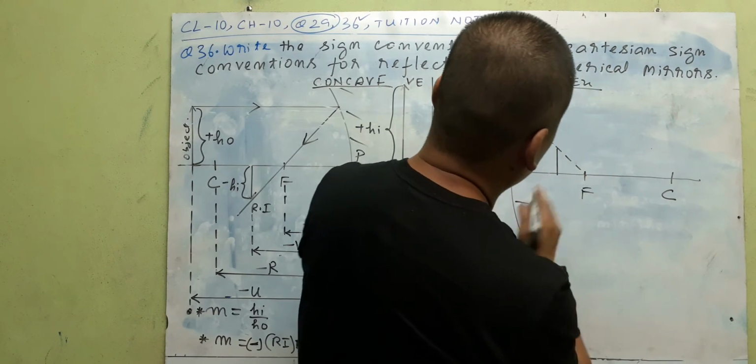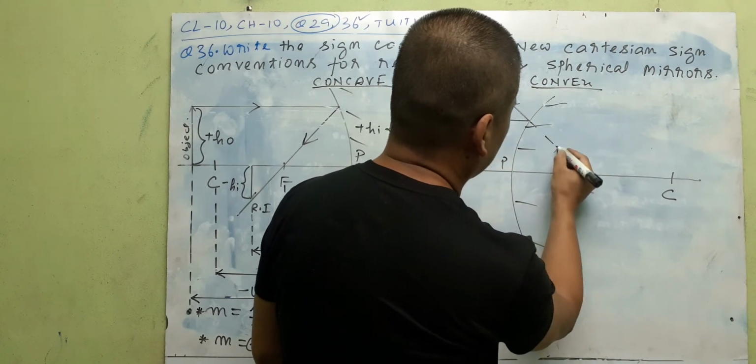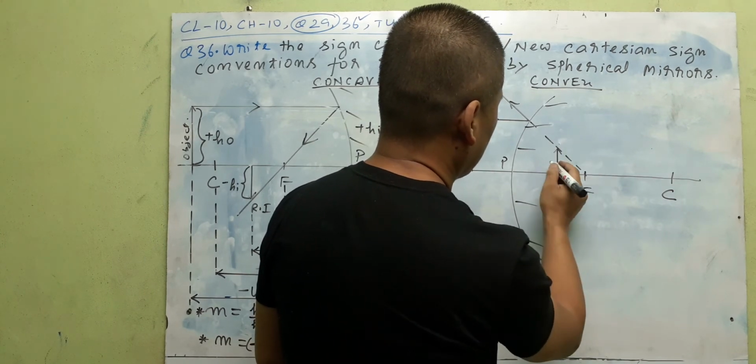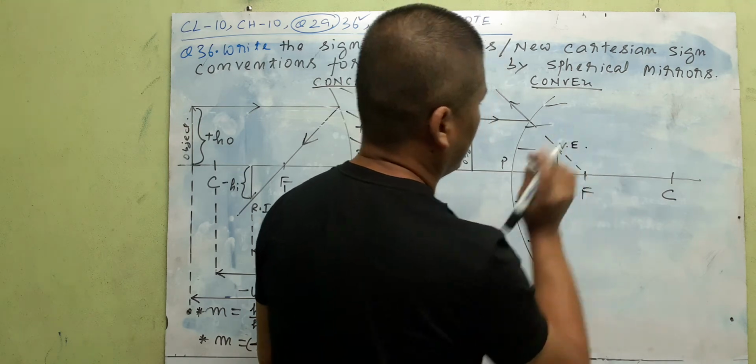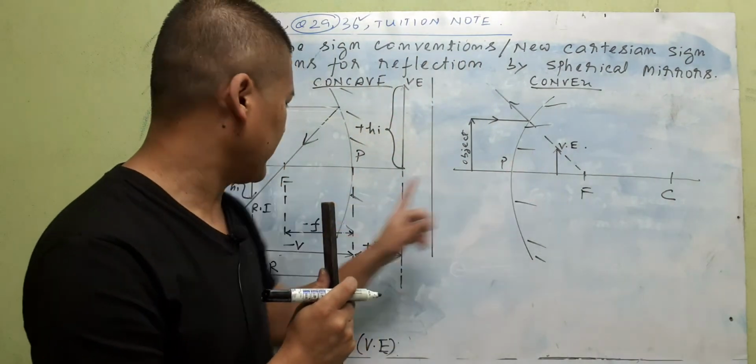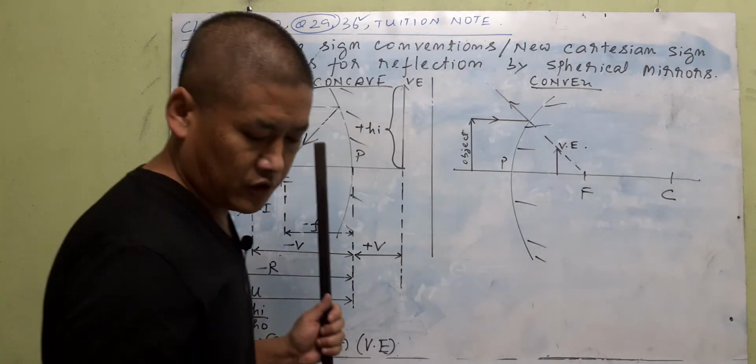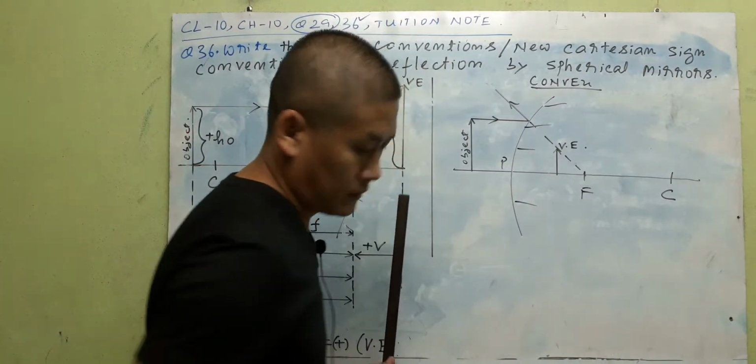Then we know that all the images are on the right side. Convex cannot form an image on the left side because it doesn't form a real inverted image. So this is the image, virtual and erect. For a convex mirror, it cannot form real inverted on the left like this. So it's going to be a very easy sign convention. So let us measure those distances and find out the sign convention.